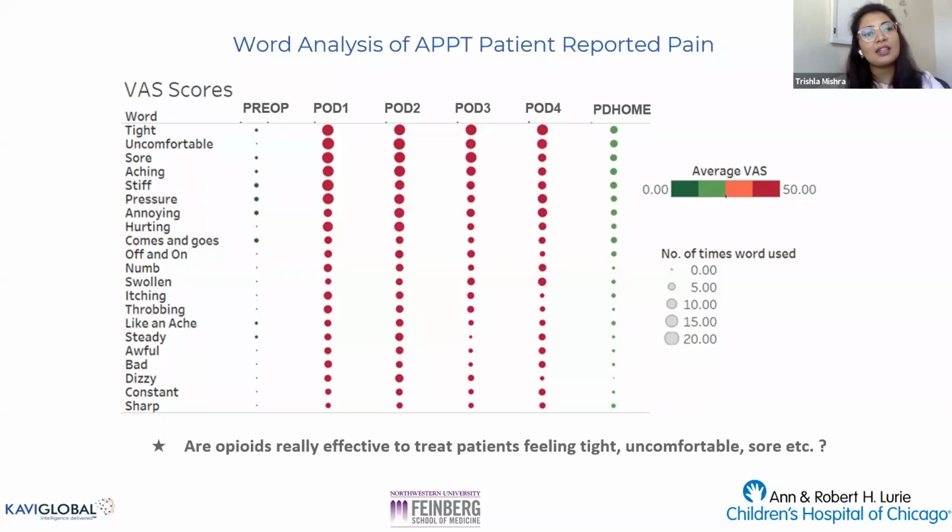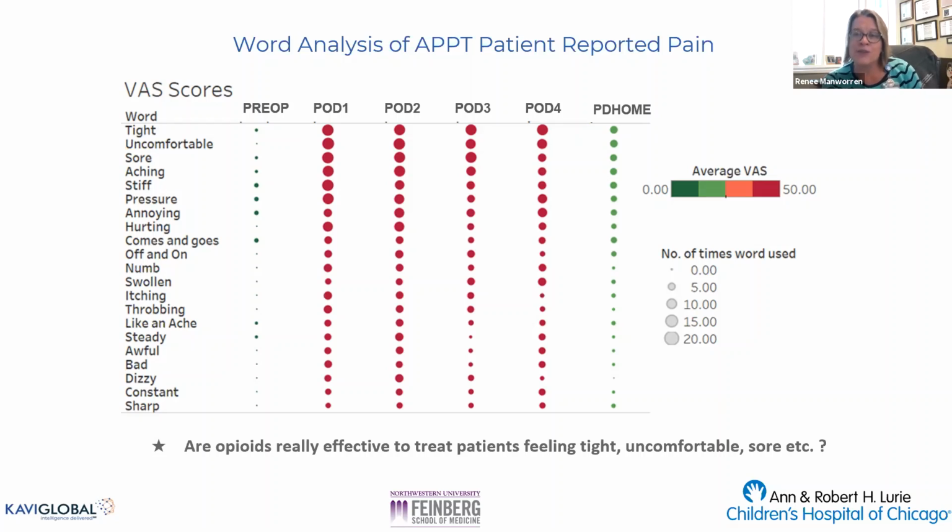the list. And then we can see the VAS score, or the visual analog score, is the least right before the surgery, maximum right after the surgery, and gradually decreases in the next 2 to 4 weeks. Now the clinically important piece of this is opioids are really not effective for tight, uncomfortable, sore, aching.